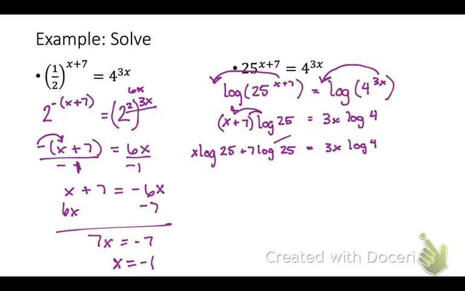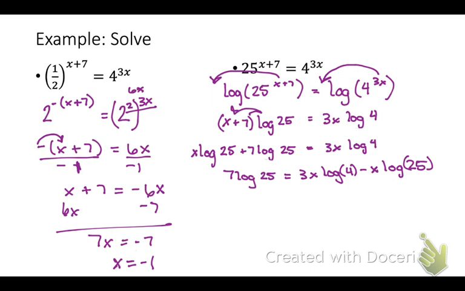So we're going to subtract the x over. So it gives me 7 log of 25 equals 3x log of 4 minus x log of 25. Now I got my x's to one side. My problem is I don't have just one of them. I have two.